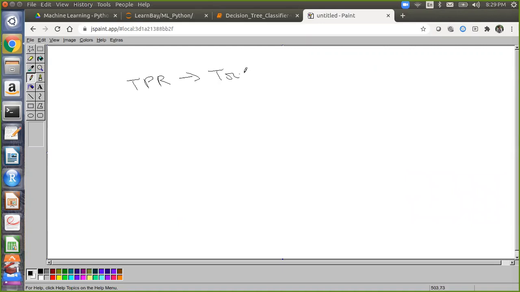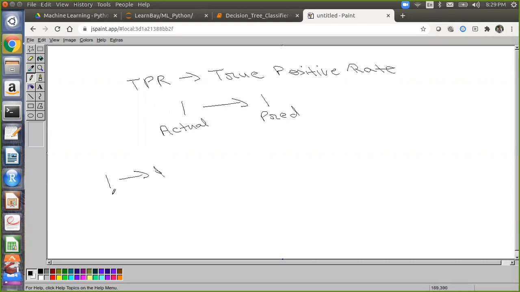True positive rate. How would you explain it in layman's terms? If the target is 1 and our prediction is 1, then it is a true positive. So the actual value of the target variable is 1 and the predicted is also 1. This is called the true positive rate. When 1 has been predicted as 1 and 0 has been predicted as 0, that comes under total accuracy.